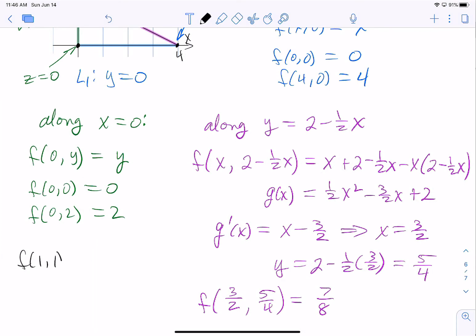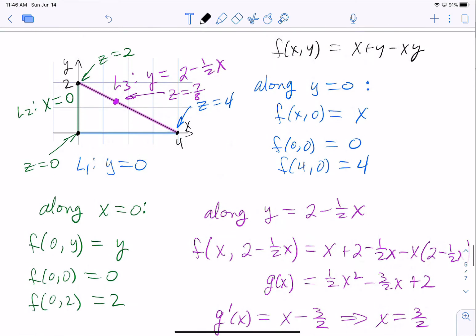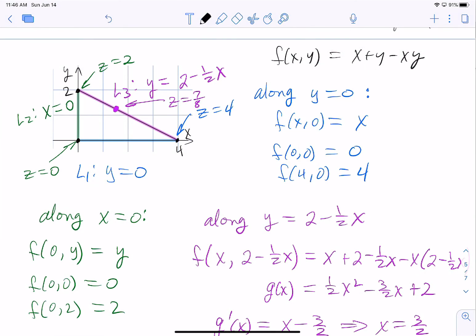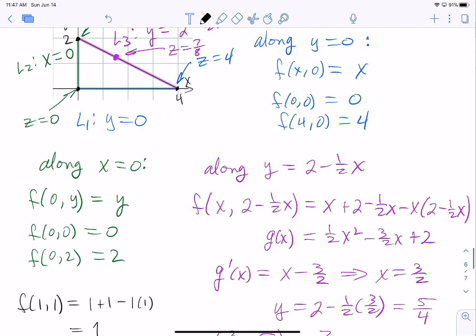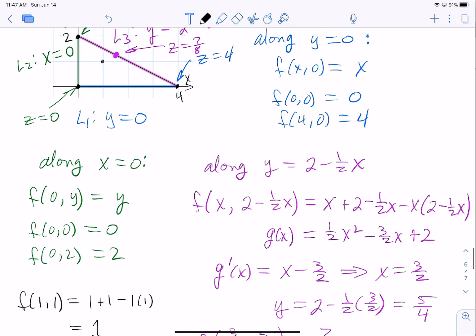f of (1, 1) is equal to 1 plus 1 minus 1 times 1 according to our function definition. And so f of (1, 1) is equal to 1. So we have a point interior to our region where the z value is equal to 1.